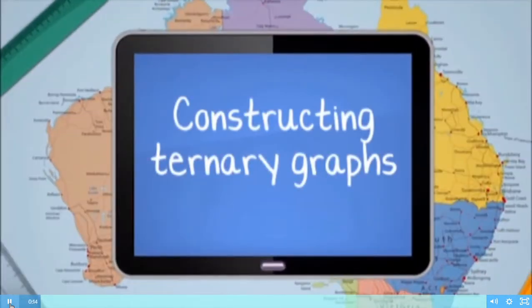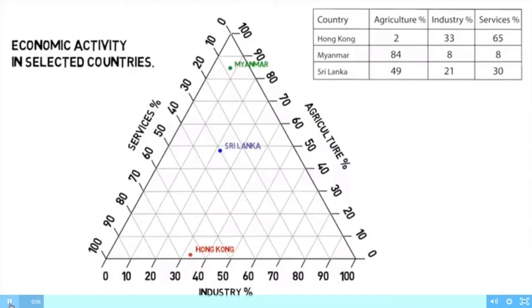Constructing ternary graphs. Ternary graphs are triangular graphs that show the relationship between three sets of data expressed as a percentage. We are going to construct this ternary graph which shows the relationship between agriculture, industry and services for different countries.